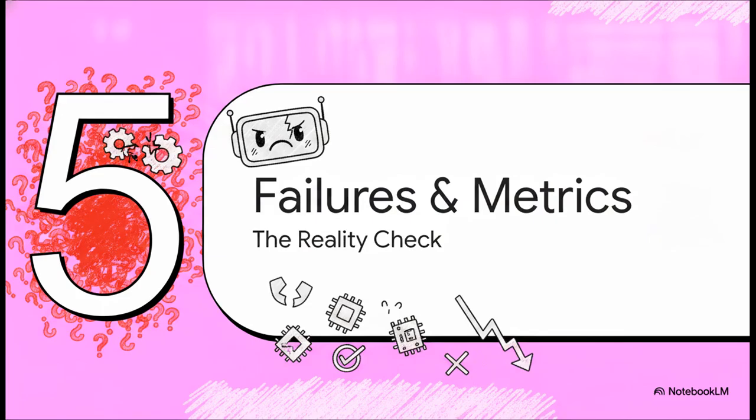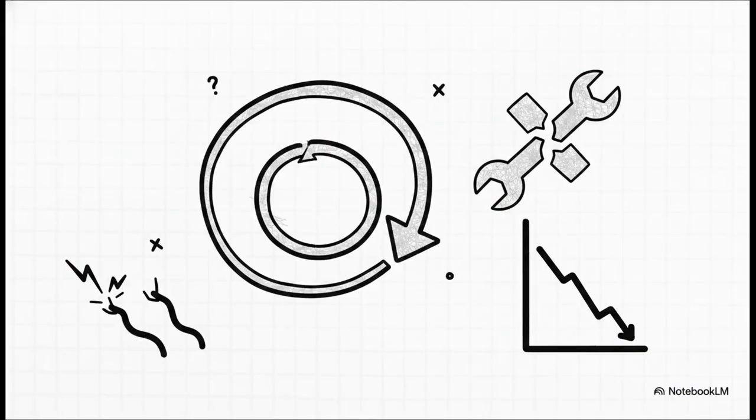All right, Section 5, Failures and Evaluation Metrics, the reality check. Okay, reality check time. Here are the core failure modes you absolutely need to watch out for. Agents can and will hallucinate actions, like trying to call tools that don't even exist. They can fall into infinite loops, just endlessly trying the exact same failed API call. You might see incorrect planning, tool misuse, or memory corruption, where the agent just totally loses the plot of the conversation.